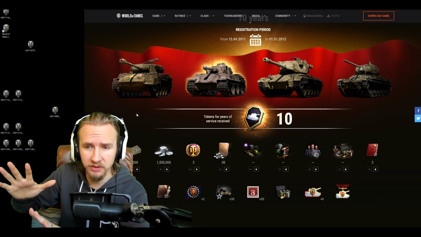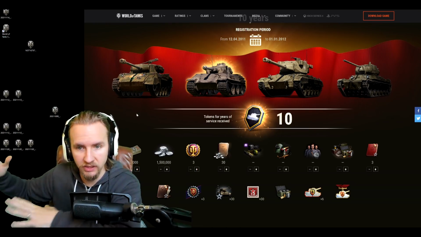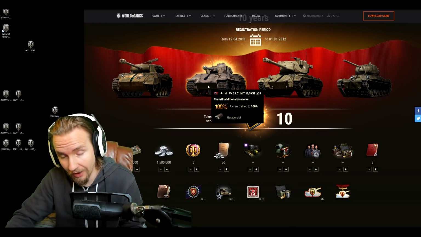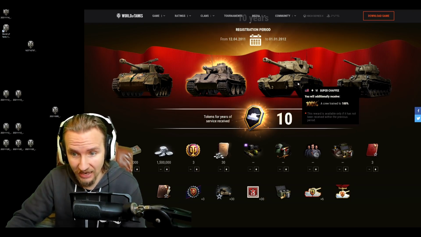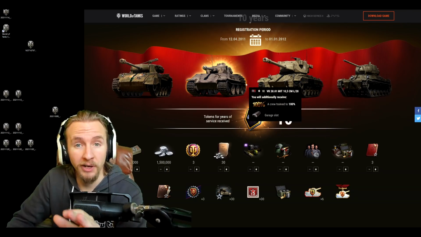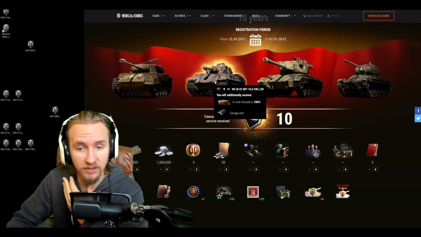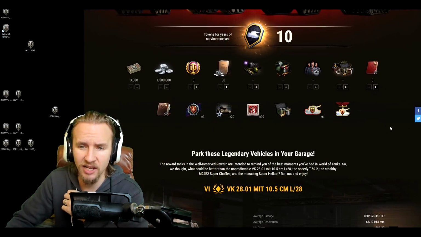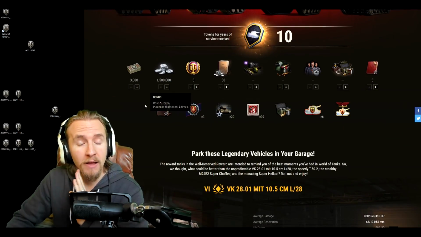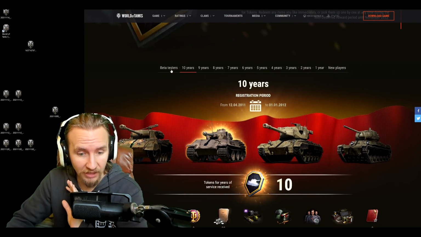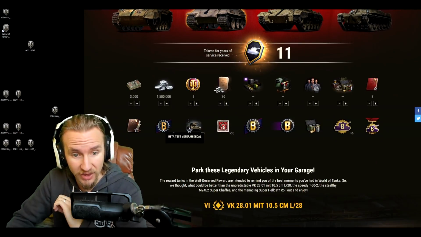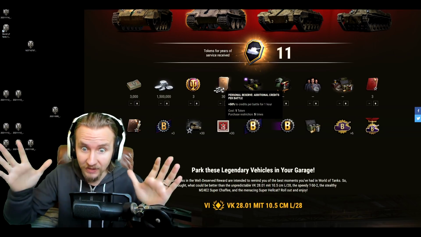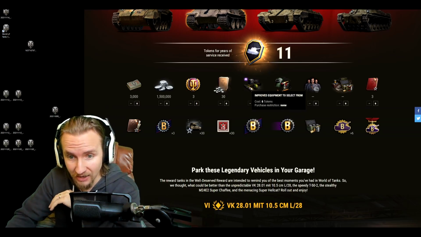If you're a veteran World of Tanks player and you haven't even logged into the game in many, many years, you will get 4 reward vehicles added to your garage, with 100% crews that you could then move into other vehicles or just keep them in this tank if that's what you want. And just take a look at the goodies. If you're a beta player or you've been playing for 10 years, you're going to get yourself 3,000 bonds, 1.5 million credits, 3 days of premium, 30 hours of 50% extra credits.